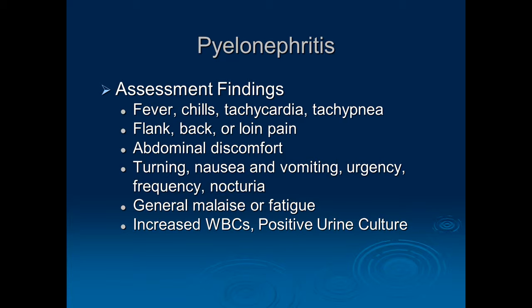Pyelonephritis is our next condition. It's a bacterial infection of the kidney and renal pelvis. Key features are listed. We see fever, chills, tachycardia, tachypnea. They oftentimes have flank pain. Nausea, vomiting is quite common. General malaise and fatigue, and we see the white blood cells increase and a urine culture that's positive. With the elderly, oftentimes we see changes in their mental status.